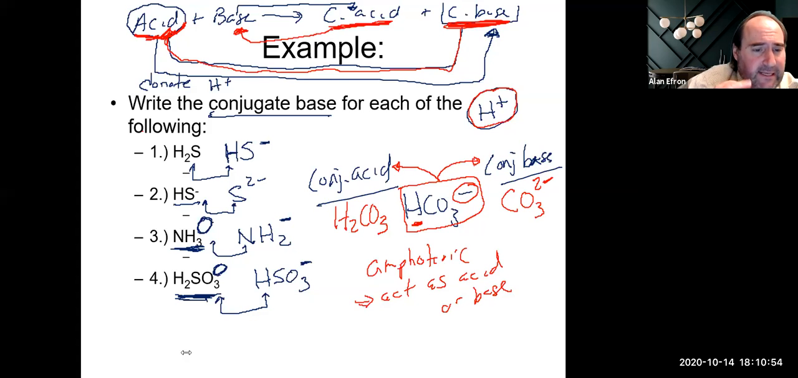Any questions on Bronsted-Lowry acids, bases, and conjugate bases? Again, the main take-home is that 1 H plus is the only difference. Regular acids and bases are found on the reactant side of the arrow. Conjugate acids and conjugate bases are found on the product side of the reaction. Any questions on that?